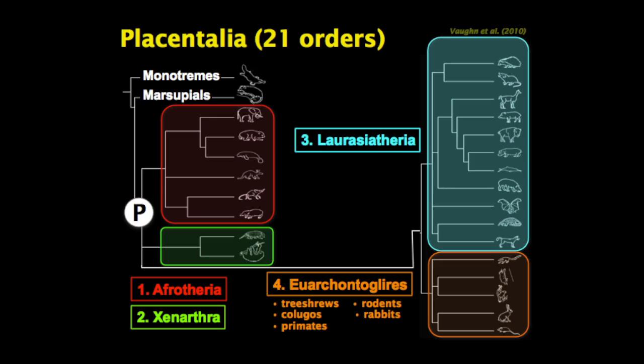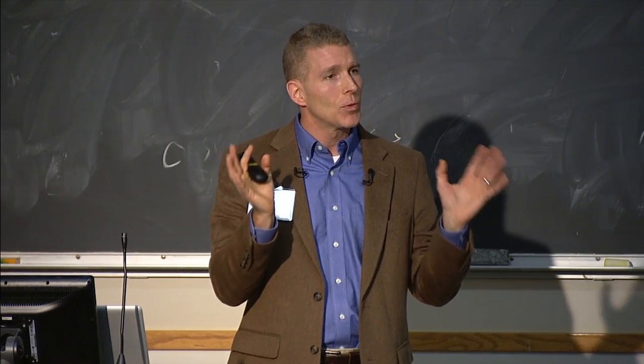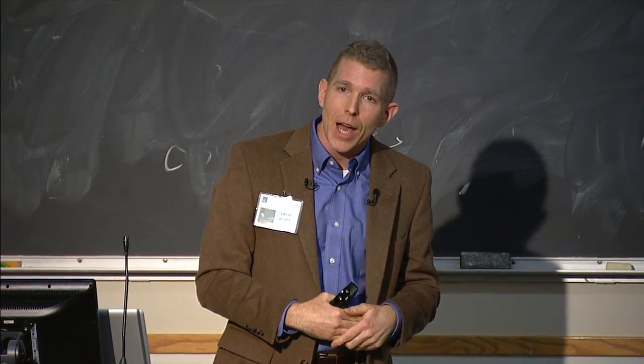These are the 4 main supraordinal groups of mammals. And one of the key questions we're trying to ask is, when did these 4 groups separate? Was it during the age of the dinosaurs?